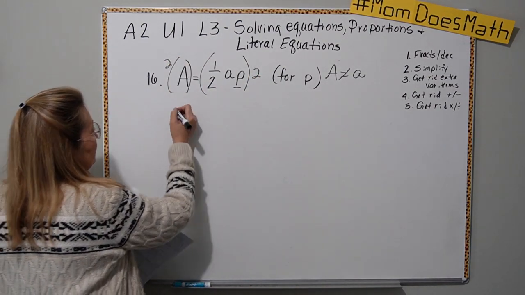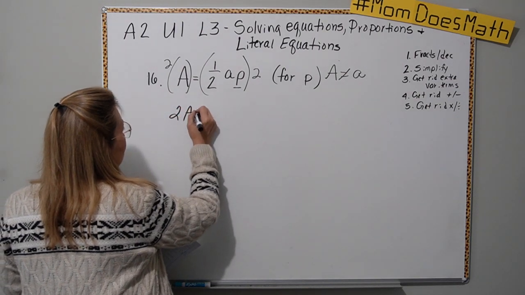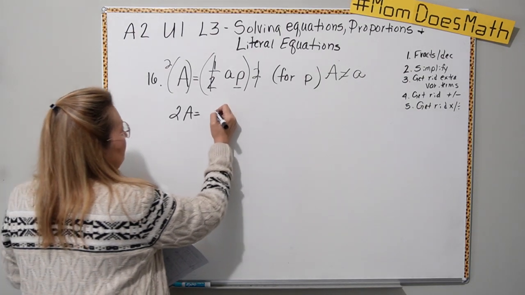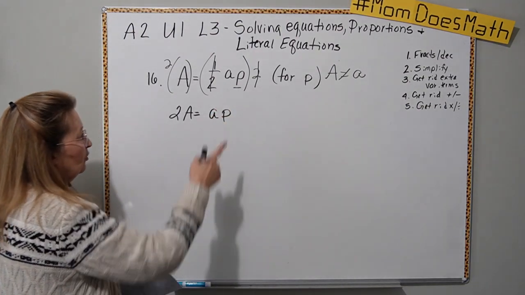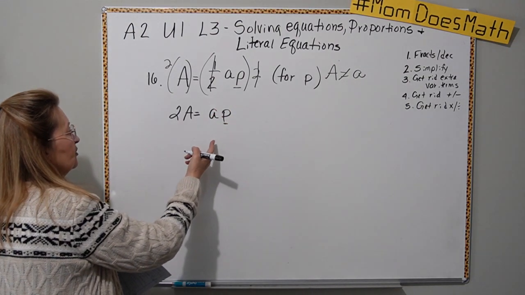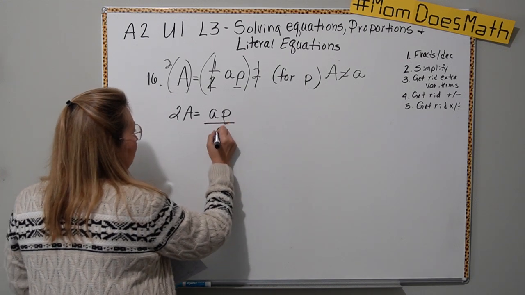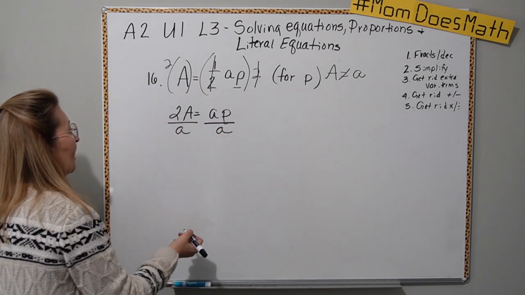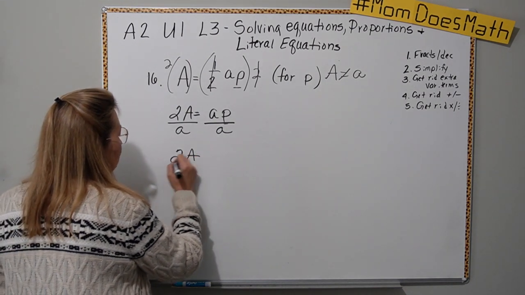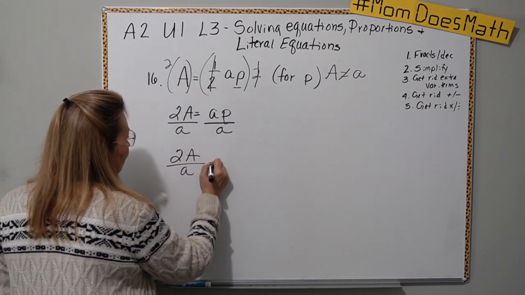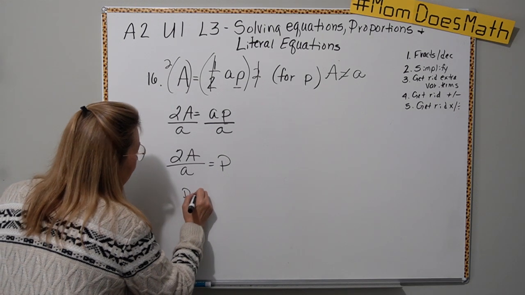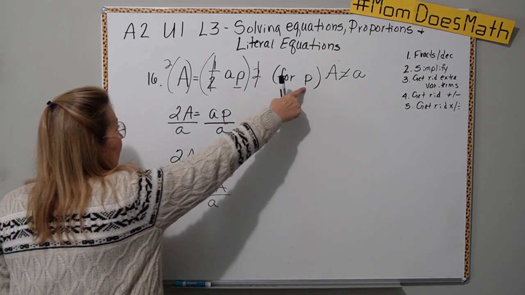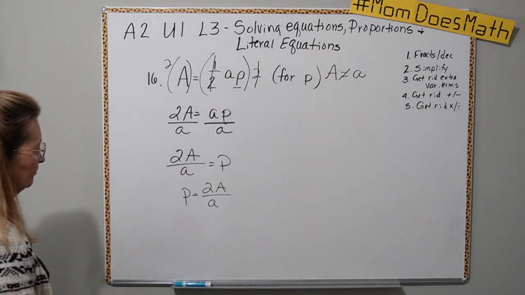Keep it balanced over here. So what we have at this point is 2a. The 1/2 times 2 is 1. So we have AP. Now we're solving for P. What's attached to P? The A is by multiplication, so I'm going to divide. Do the same thing to the other side. Now I have 2 capital A over lowercase a is equal to P, which you might want to rewrite to have the indicated variable on the left. I don't know, but either way.